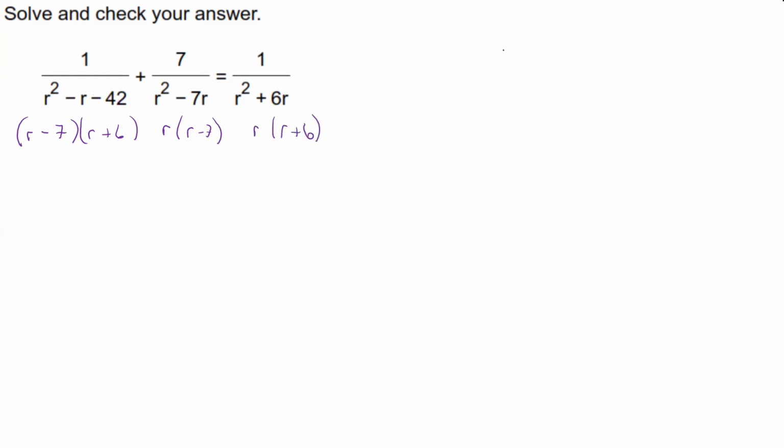So our LCD, if we write that up here, it's going to be what? Well, we're going to have an r. We're going to have r minus 7. We're going to have an r plus 6 because we have r here only once. We have r minus 7 here only once, and r plus 6 only once. And so that would be our LCD.